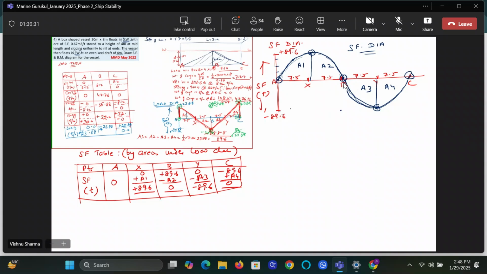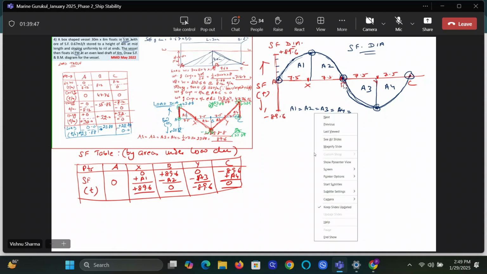So guys, area A1 will be equal to A2, will be equal to A3, will be equal to A4. And all of them will be equal to what? What is the coefficient for rule 1? 1 4 1, with coefficient 1 by 3. See, guys, we need 3 ordinates. We take this one, which you already know, plus 89.6. How much is this? 0. You need one in between here.